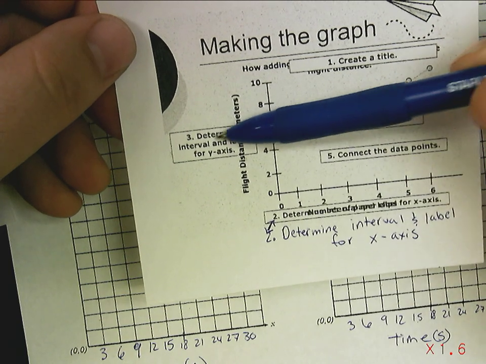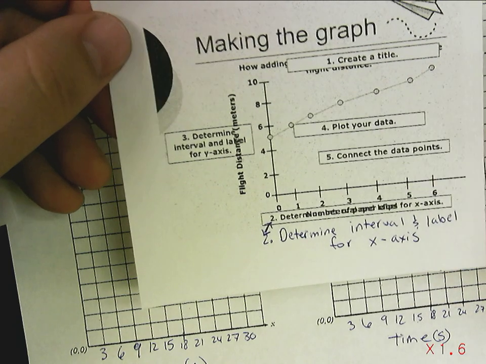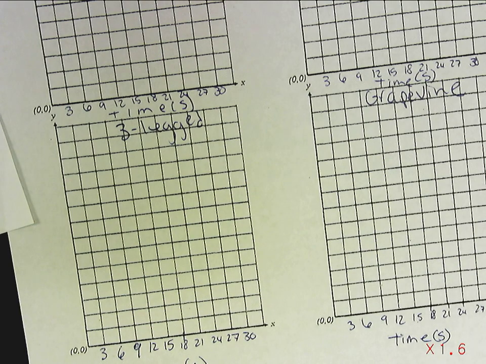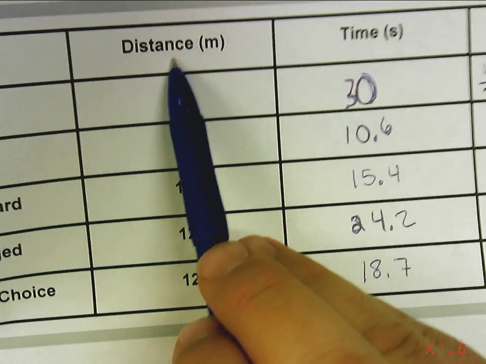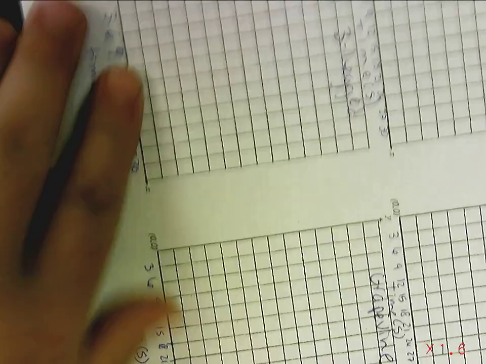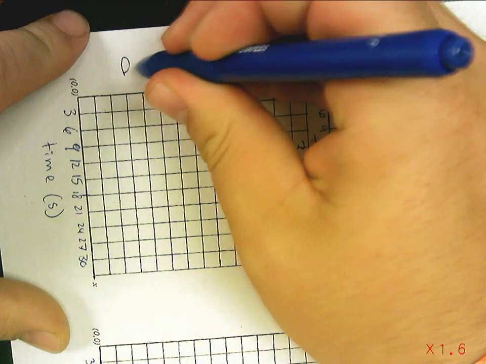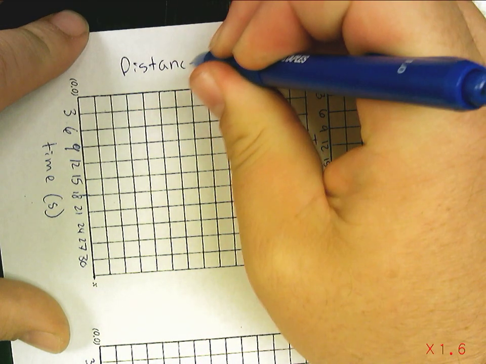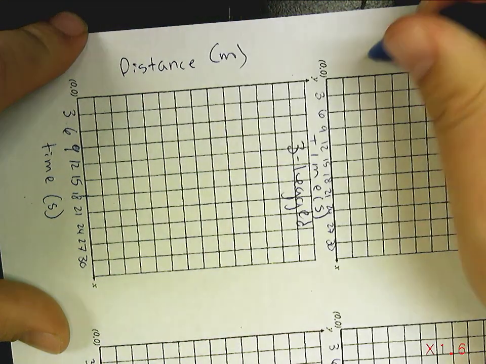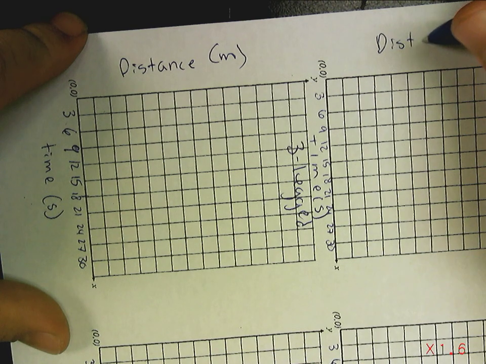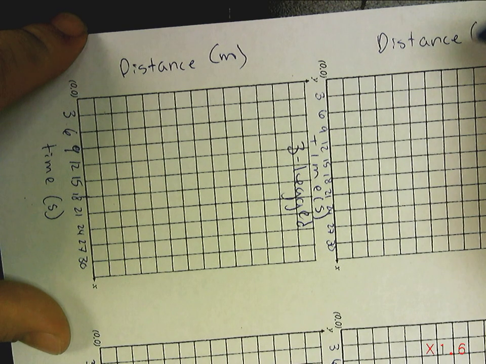It says determine interval and label for the y-axis. So our y-axis is going to be distance. Okay, so distance is in meters. I like to turn it sideways like so, and write distance in meters.